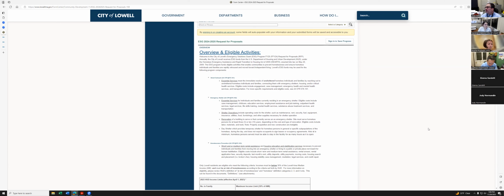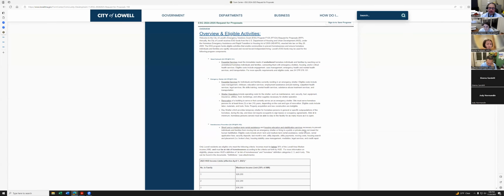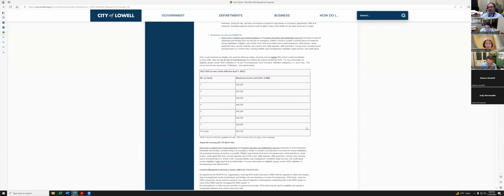One of the things I wanted to mention is that all of the funds need to go to Lowell residents that make up to 30% of the AMI. This is key because even if you might get residents from, let's say, Chelmsford, Billerica, or other communities, these funds can only go to Lowell residents. We do have a list of what the 30% AMI is. For one person, it's only $28,200, and then it goes all the way up to eight people or more, $53,130.